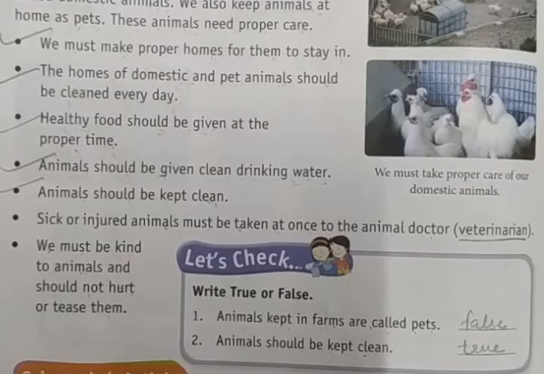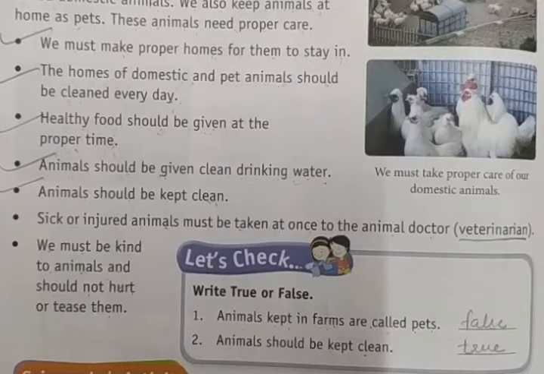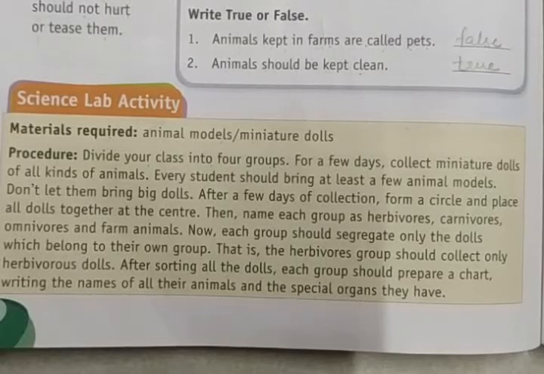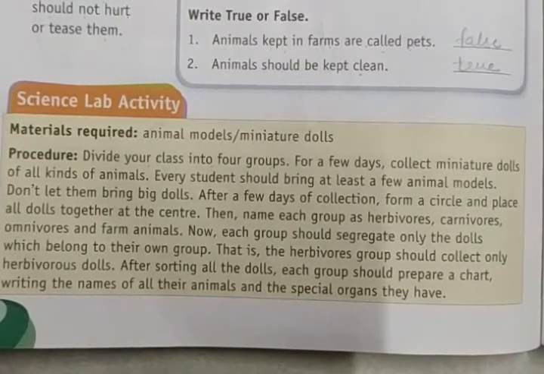They won't hurt us. That's why they are called domestic animals. You know domestic animals very well, right? So next, a science lab activity you have to do at your home. Material required: animal models and miniature dolls.